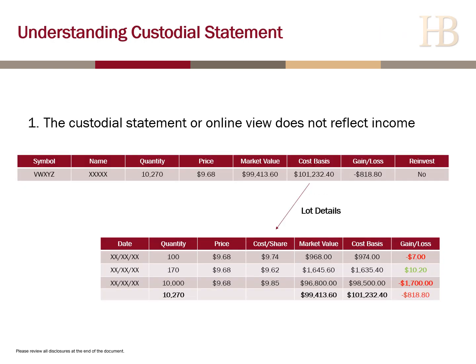On a standard custodial statement, or when looking online at your account, you will typically see similar columns to what I am showing here. You'll see the mutual fund ticker or ETF symbol, the name of the fund, and the quantity of shares that you've purchased over time. You'll see the current price, so that's today's market value. And then you'll see your total market value, which is just your quantity times the price.